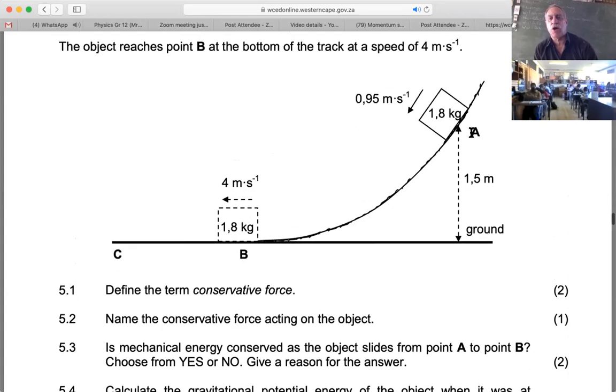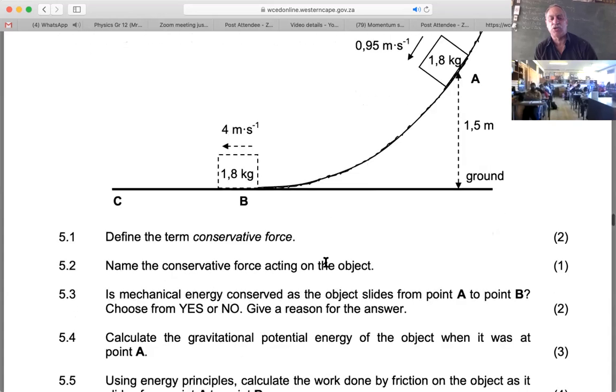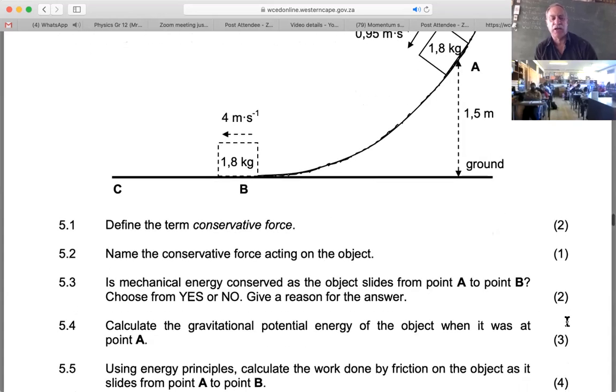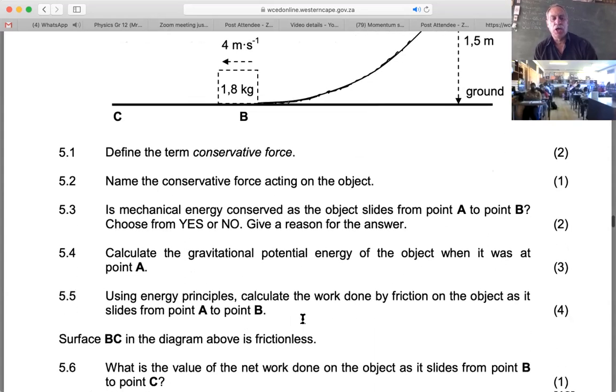Calculate the gravitational potential energy of the object when it was at point A. Okay, what is the formula? mgh. So easy peasy. I just go mgh: mass 1.8, g 9.8, h 1.5, and I get my answer. Hey, I'm feeling like a genius here. I've got 3 marks, I've got 2 marks, I've got 1 mark, I've got 2 marks.